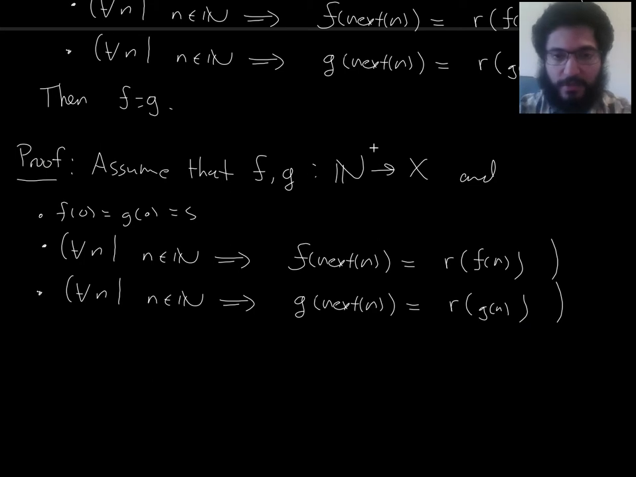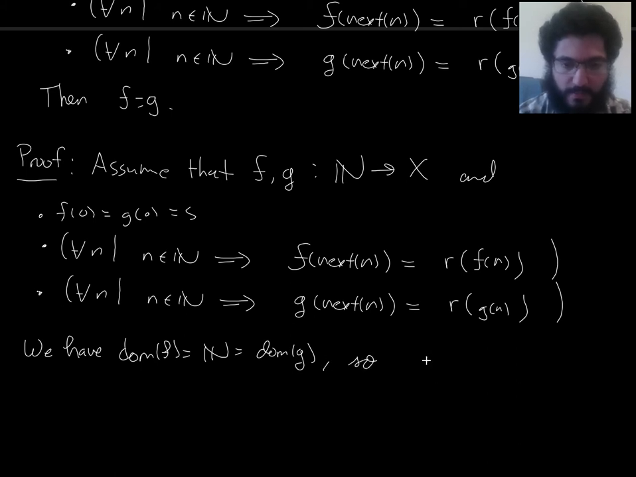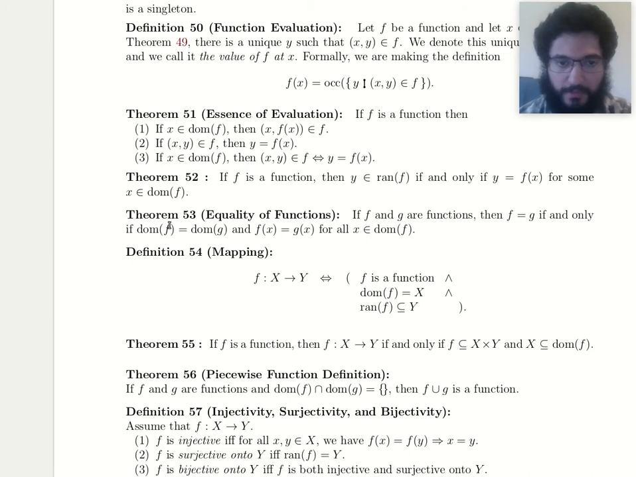Okay, well, there's nothing to prove regarding domain. They both have domain n. So let's just point that out. How about better to start a sentence with a word rather than a symbol? We have domain f equals n equals domain g. So let's line up our goal. So by theorem 53, we only need to prove that f of x equals g of x for all x in the domain, which is n.